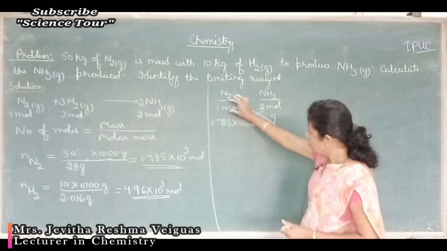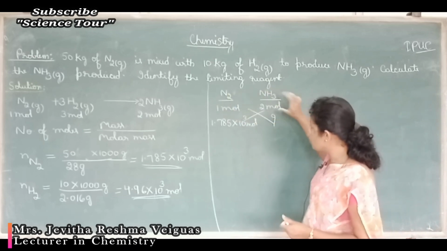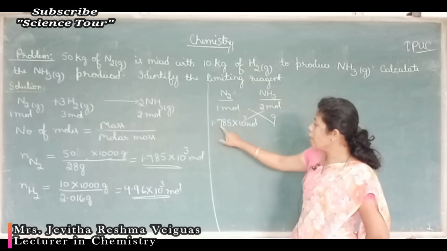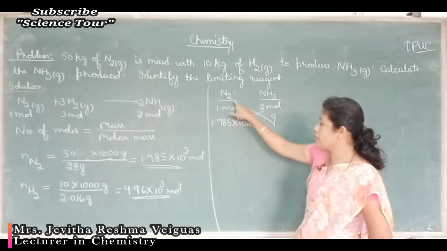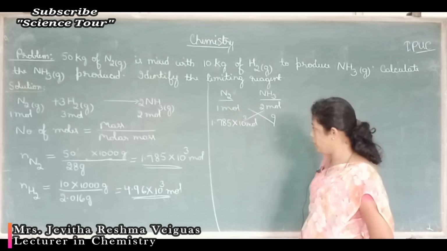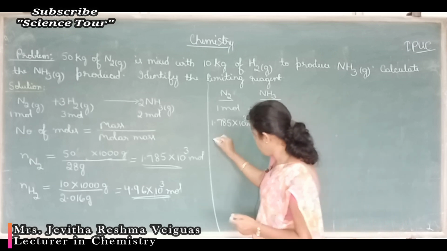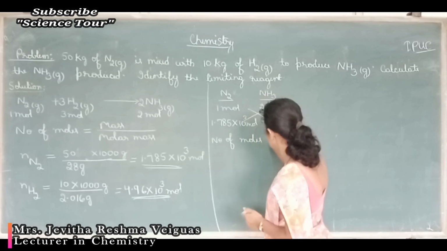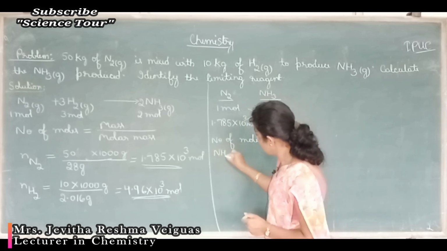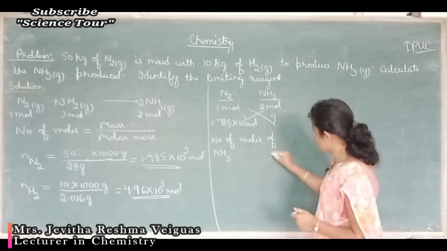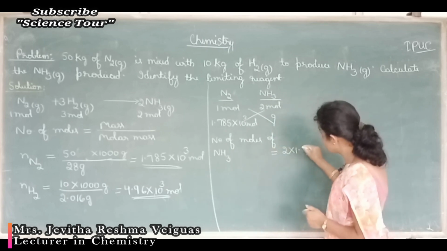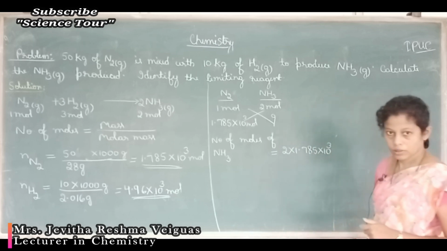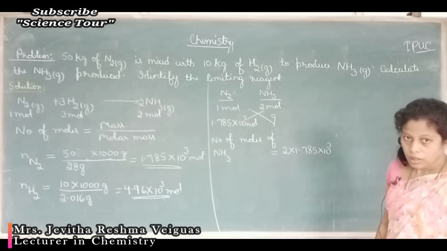Students, understand, 1 mole nitrogen gives 2 mole ammonia according to the balanced equation. But as per the problem, we have 1.785 into 10 to the power 3 moles of nitrogen. That will give how many moles of ammonia? This is what we have to find. So, number of moles of ammonia obtained is equal to 2 into 1.785 into 10 to the power 3. Hope you are getting it.